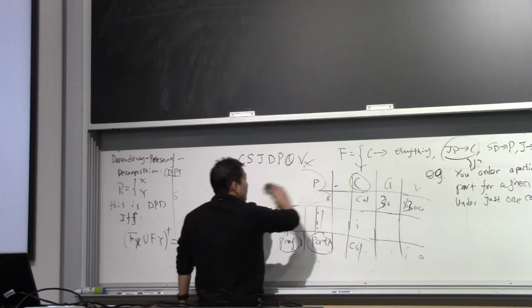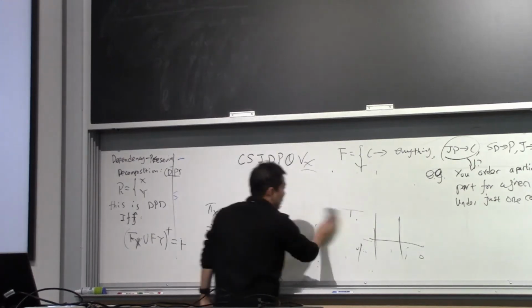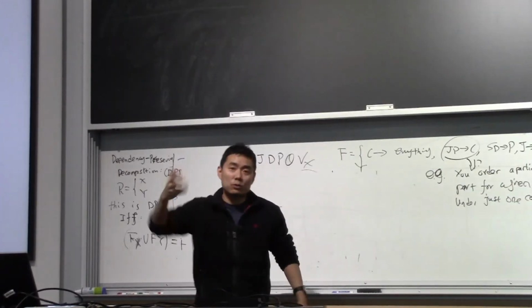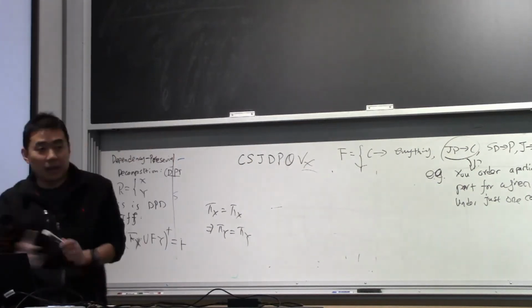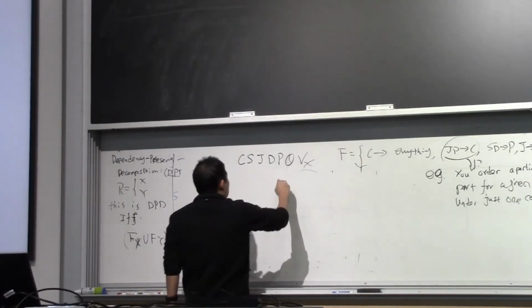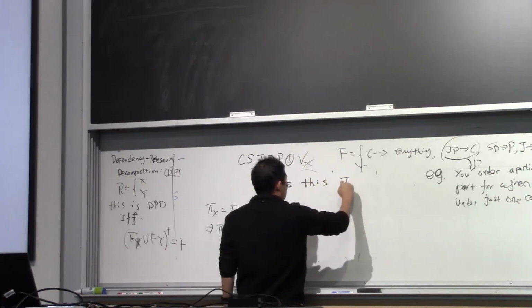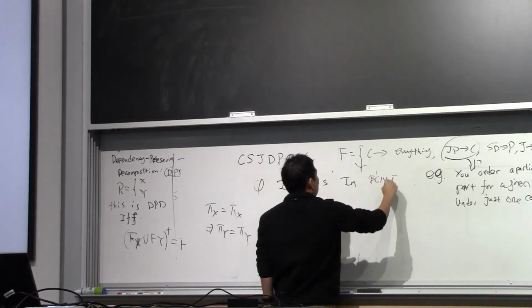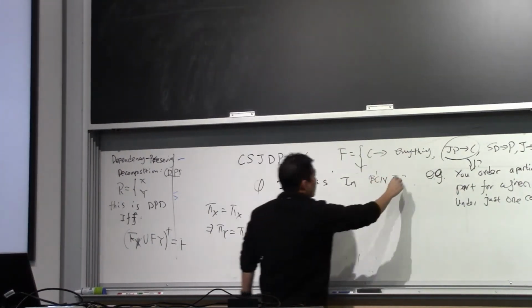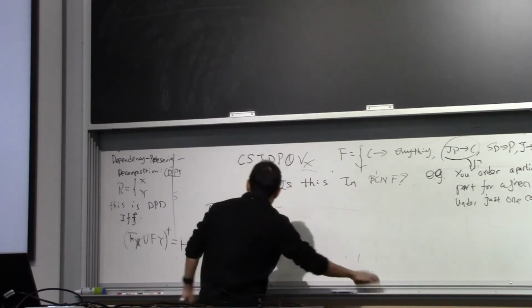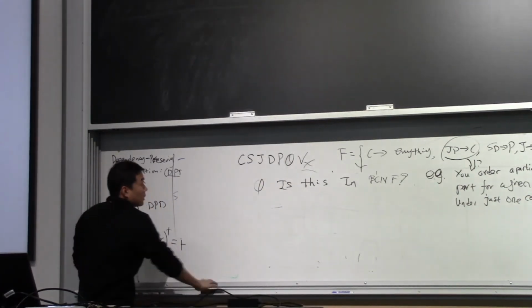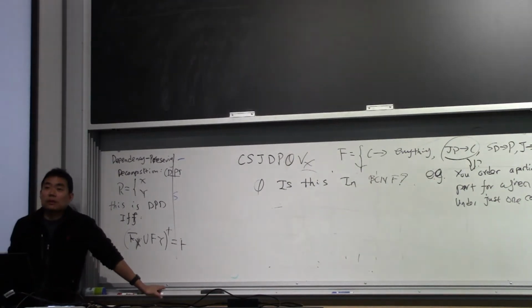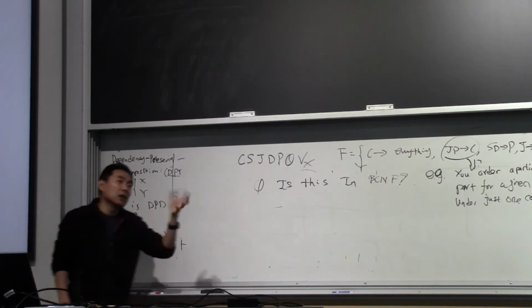Okay, so that's this. But that's not really the point I'm trying to show today. What I'm trying to show today is to check, so step one, like I said, is this in BCNF? Can someone tell me, is this in BCNF? Is this schema in BCNF?